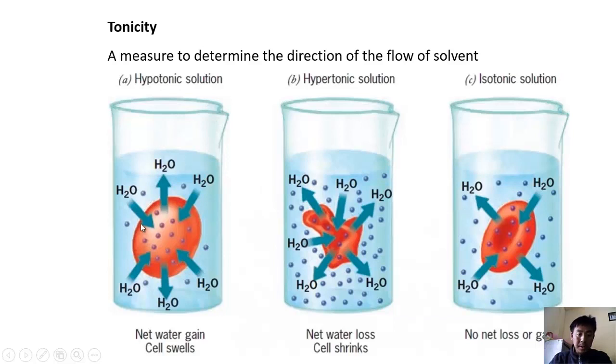This first diagram, diagram A, is about hypotonic solution. Diagram B is hypertonic solution, and diagram C is isotonic solution. Before explaining the concept, let's understand what actually hypotonic, hypertonic, and isotonic solutions are. Hypotonic solutions are those solutions which contain more water. Hypertonic solutions are those which contain less water, and isotonic solutions are those which contain equal water. That is, the amount of water in the solution and the amount of water in the cell is equal.